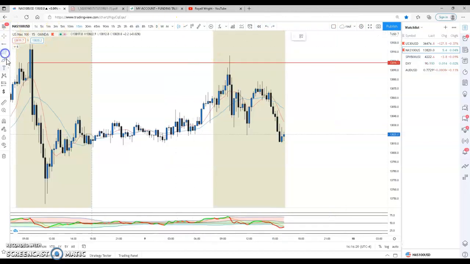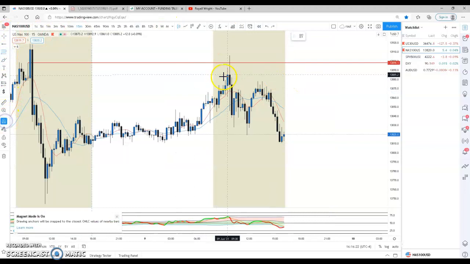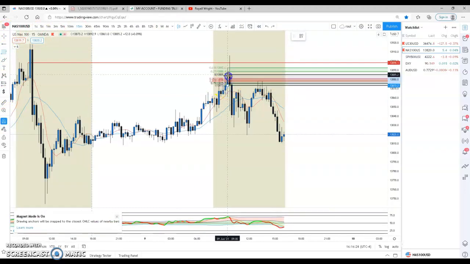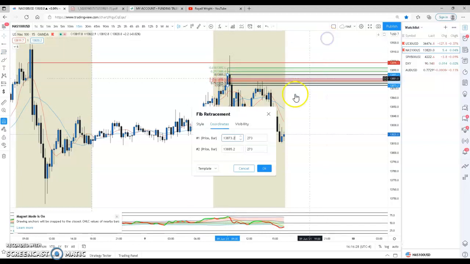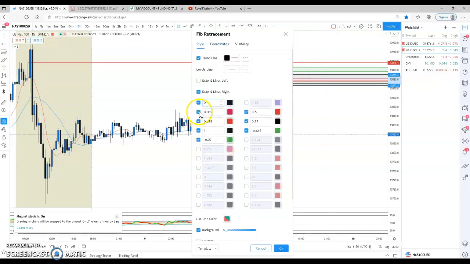You find the order block by taking the 50% of the last up candle before the down move. Let me take all this stuff off my fib and just leave the 50% on.